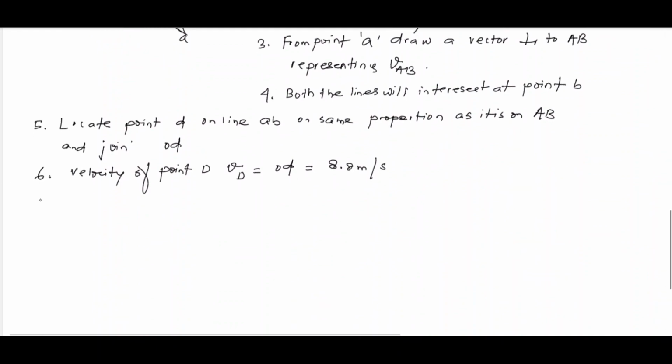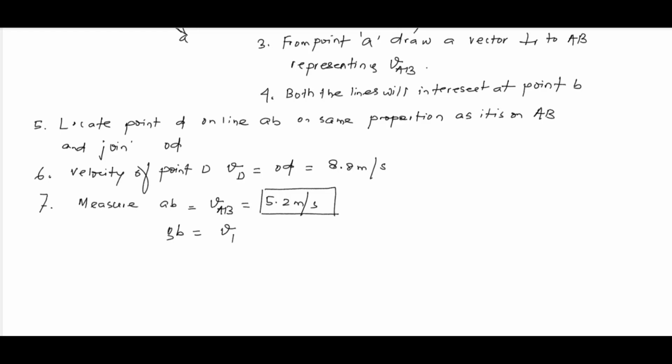Now, next step, measure this vector AB, which will give you the VAB. So it is coming around 5.2 meter per second. You please recheck. Now measure GB, that represents your VBG, velocity of that slider with respect to the fixed guide G, that is 7.2 meter per second.